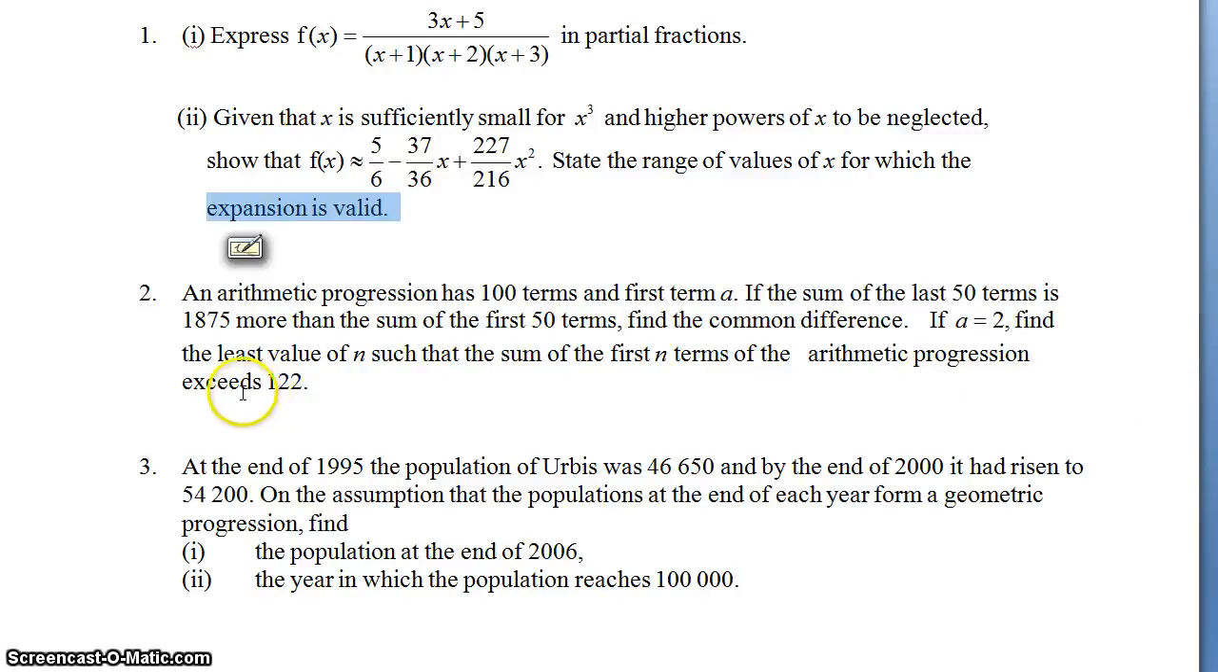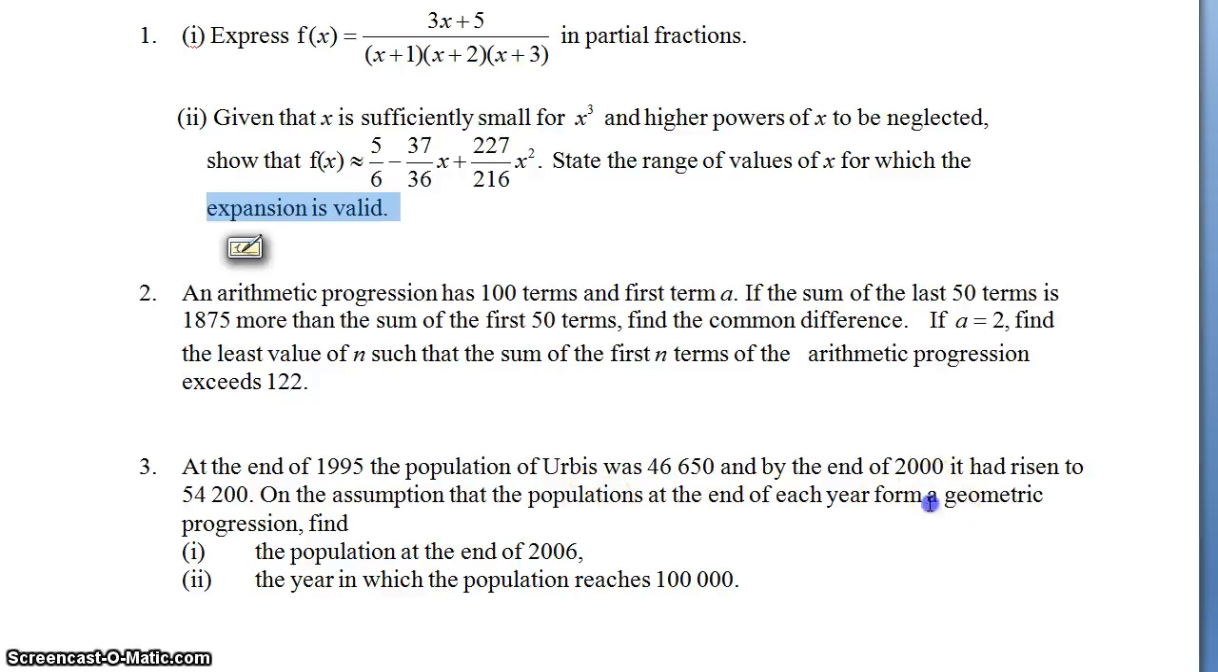Let us look at question 3 in the assignment. At the end of 1995, the population of Urbis was 46,650, and by the end of 2000 it had risen to 54,200. On the assumption that the populations at the end of each year form a geometric progression, find the population at the end of 2006 and the year in which the population reaches 100,000.